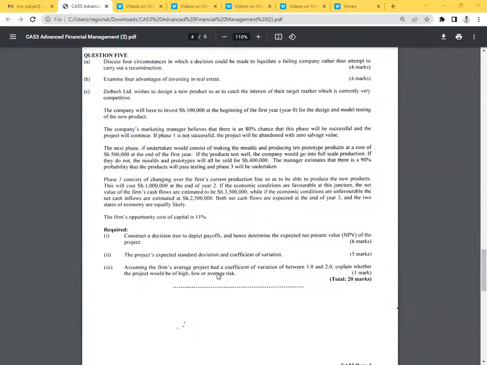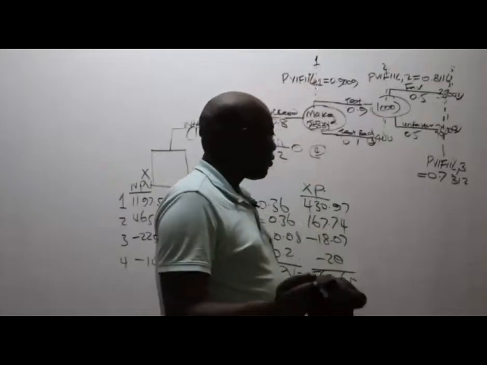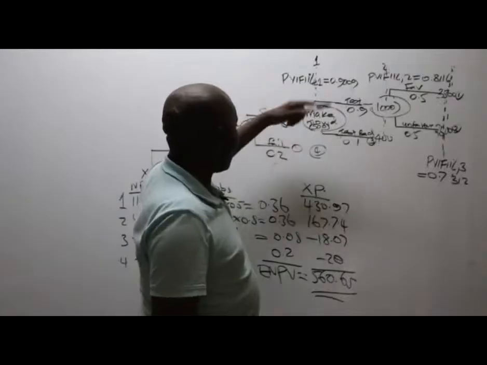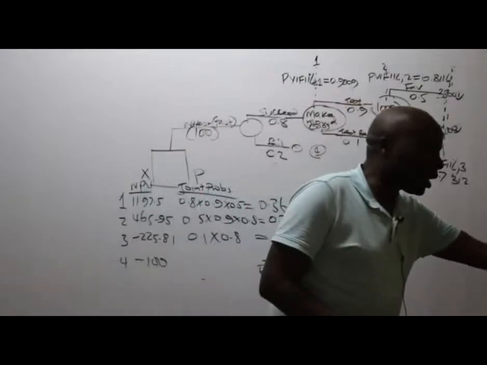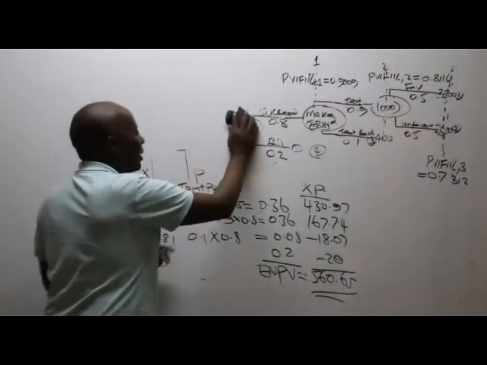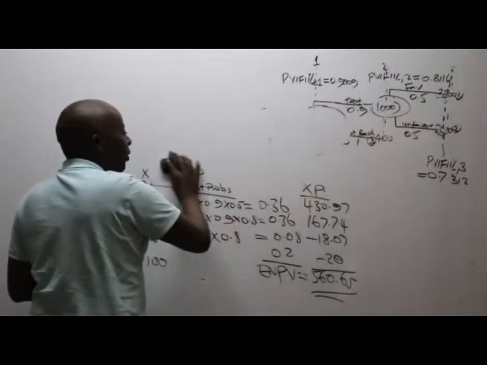Let's look at number 2. They want us to give them the project's expected standard deviation and the coefficient of variation. Now, those are 5 free marks, but unfortunately, if you don't get this diagram and every other thing correct, even the expected net present value cannot be correct. So let's now calculate the net present value. The expected standard deviation cannot be correct.